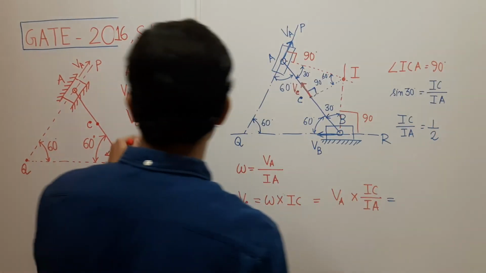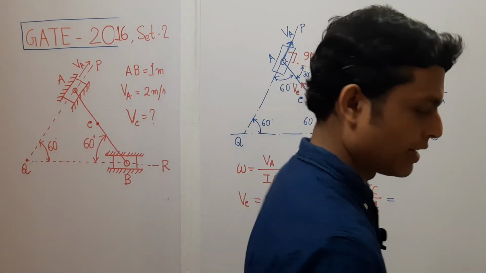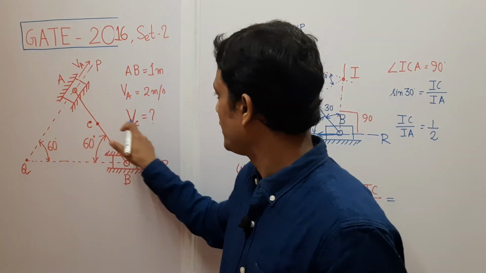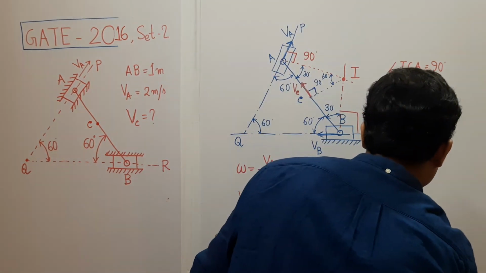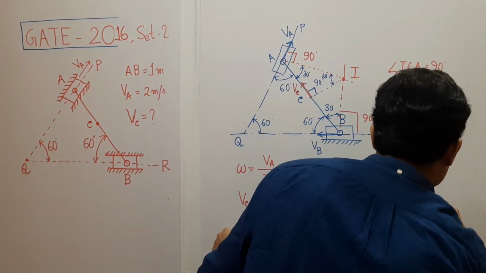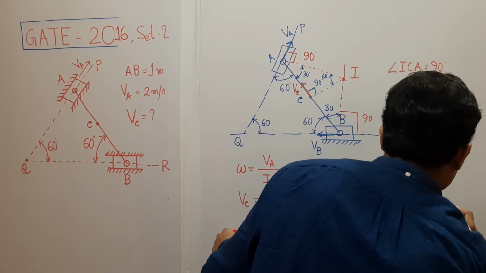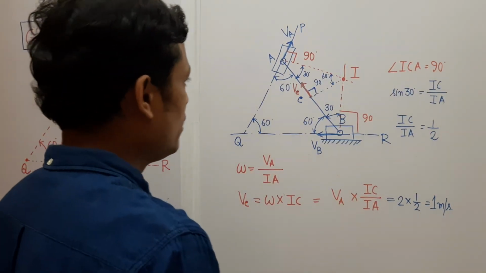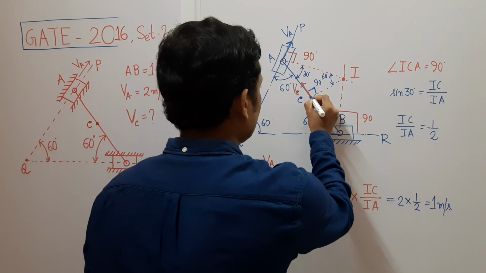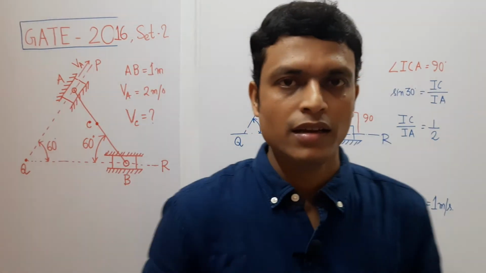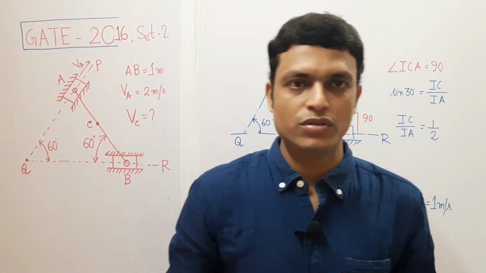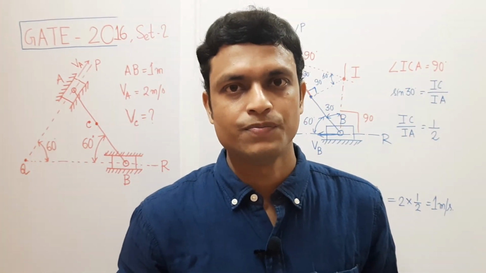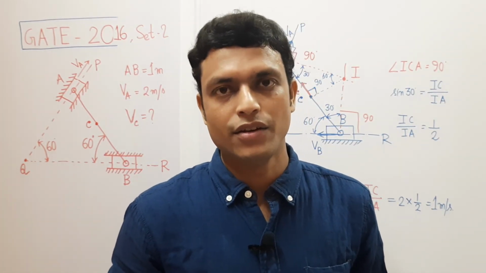And VA is given, that is 2 meter per second. So that is 2 into half, that is 1 meter per second. So the velocity of the midpoint of the rigid link, that is point C, is 1 meter per second. Hope you have understood. Thank you for watching this video. I wish you best of luck in your GATE examination.